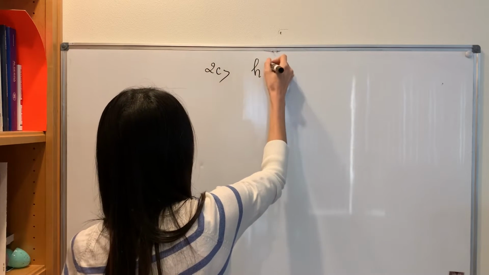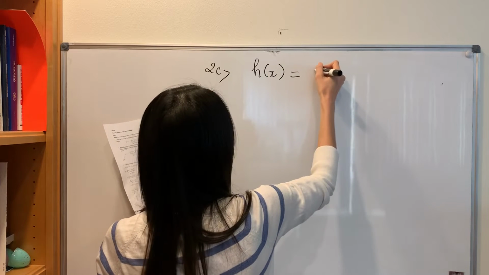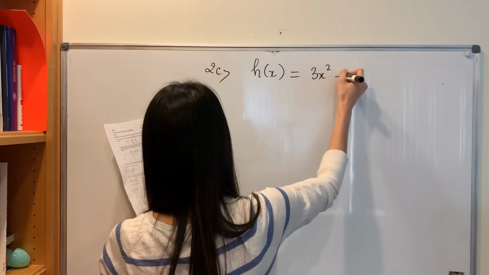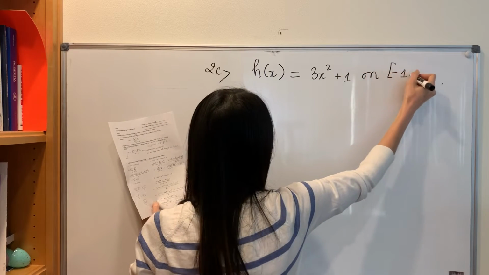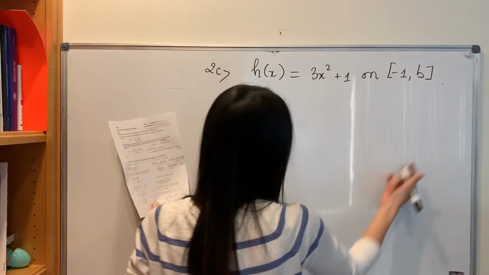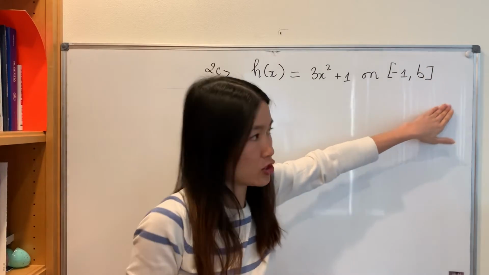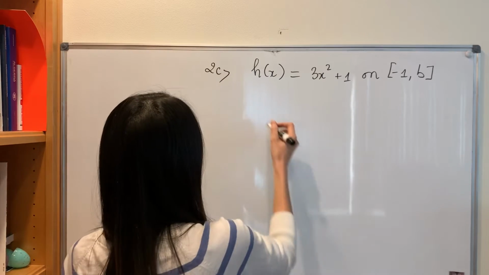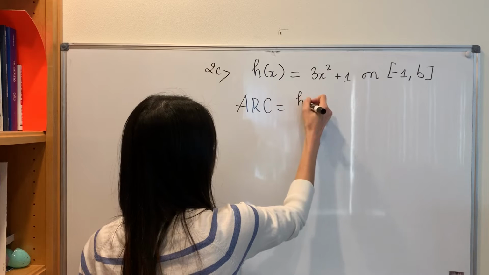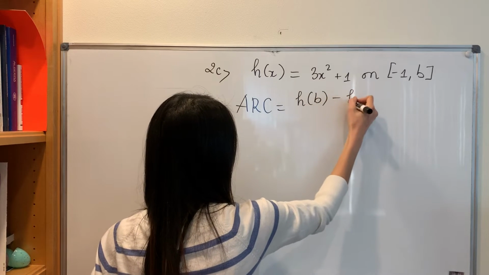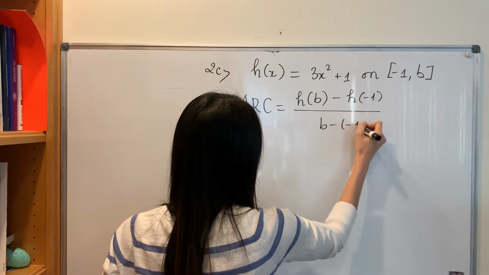For part c, they ask you to find the average rate of change of the function h of x equal to 3x squared plus 1 on the interval from -1 to b. So this time b is not any specific number, it's just b. So the average rate of change on this interval will be equal to h of b minus h of -1 over b minus -1.